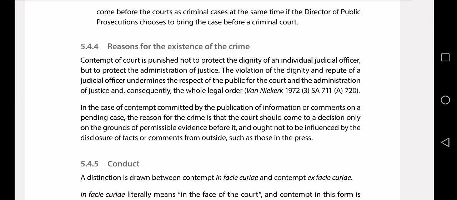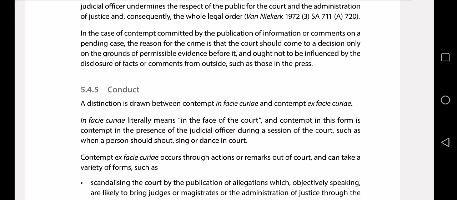Reasons for the existence of the crime. Contempt of court is punished not to protect the dignity of an individual judicial officer, but to protect the administration of justice. The violation of the dignity or repute of a judicial officer undermines the respect of the public for the court and the administration of justice, and consequently the whole legal order.